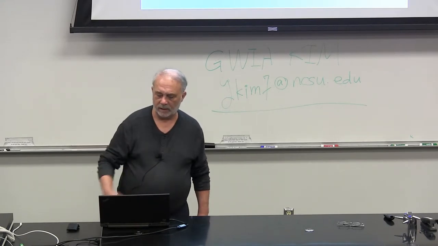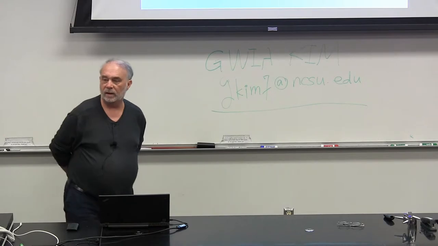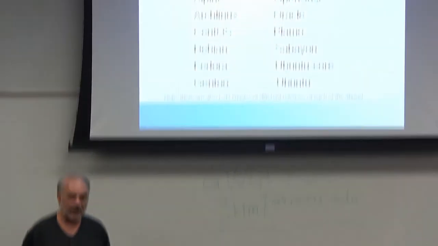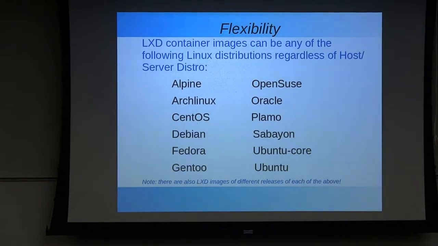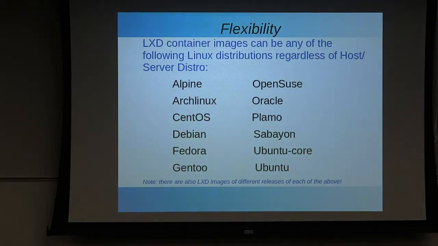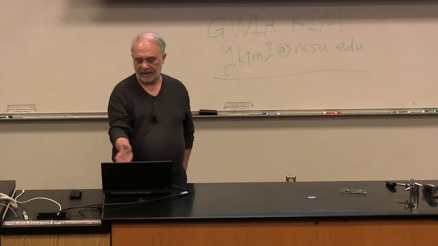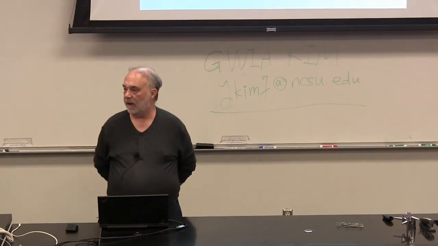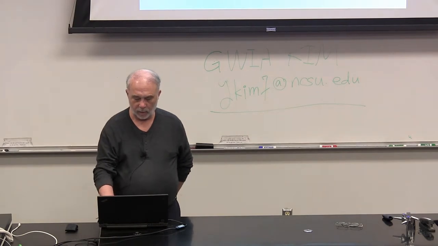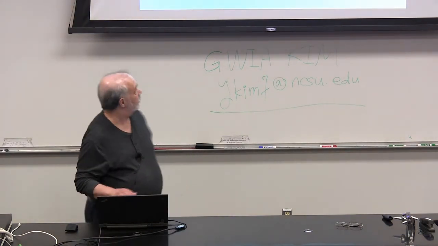These are just some of the Linux distributions that you can create an LXD container with. So if you're on Debian, you could create a container of any of these that you wanted, and then you'd have Gentoo or whatever running as a container on Debian. Same thing on Ubuntu, or pick any of these, you'd be able to have any of the other operating systems as a container to work with. Oh, this might be hard to see.